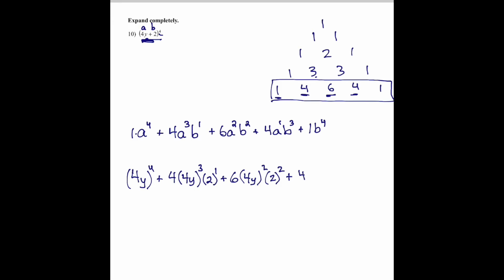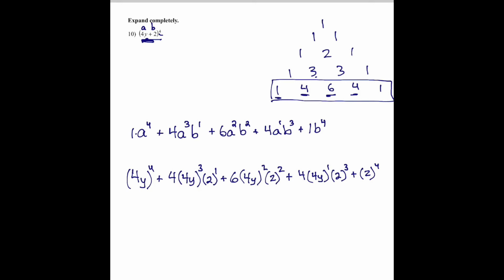The next term is going to be 4 as a coefficient, and then A is going to be 4y to the first power, and then B to the third means 2 to the third. And finally, 1 as a coefficient, you don't necessarily need to write that 1 as a coefficient, but B to the fourth power means 2 to the fourth. And then we have to multiply it all out. You just got to multiply it all out.